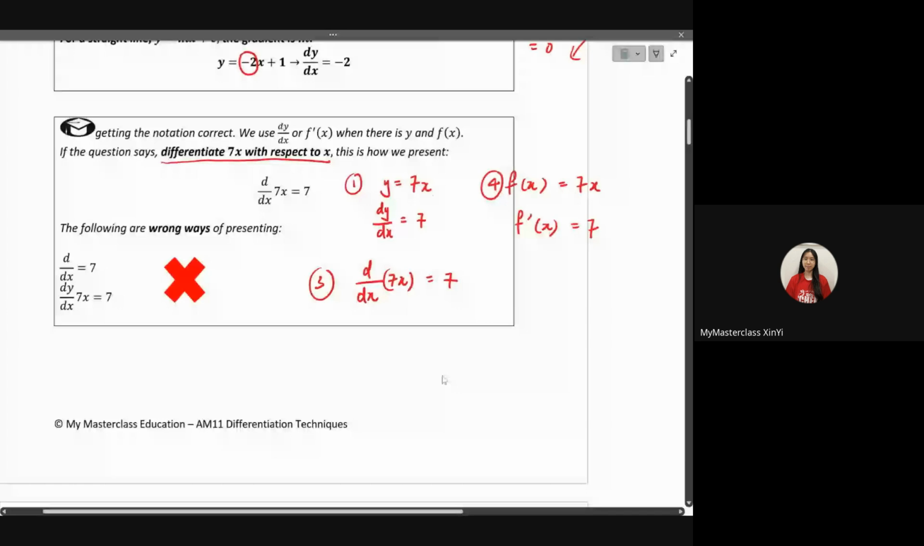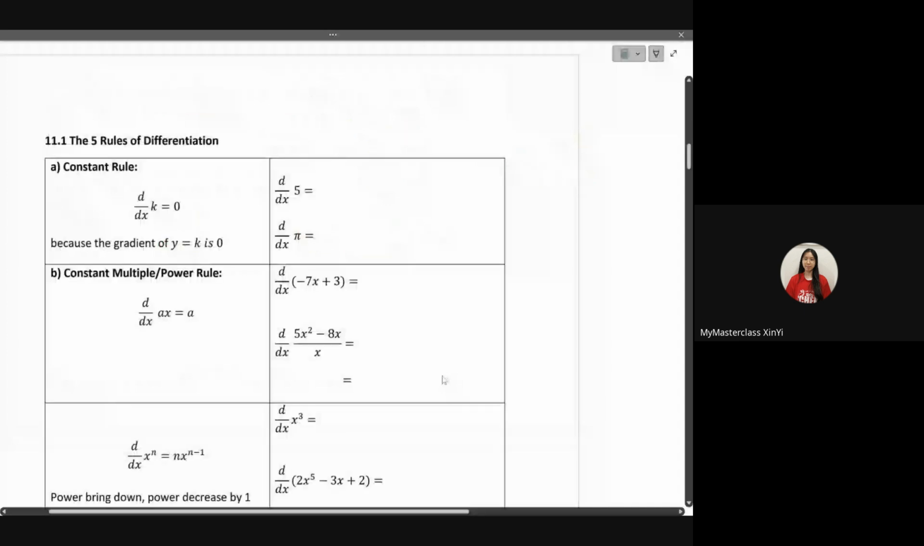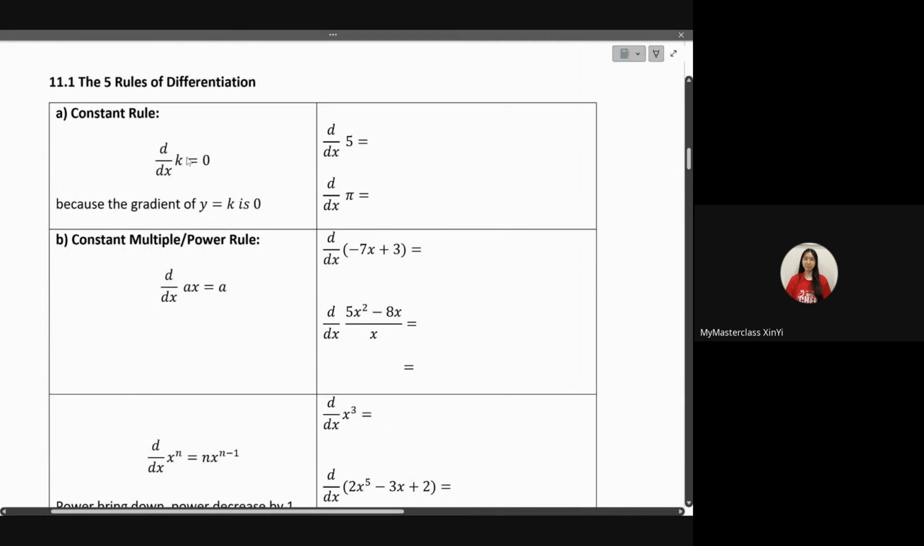Now we go to the rules themselves. How do I actually differentiate different types? Differentiate constant number, differentiate linear terms, differentiate power terms, and so on. The first rule is what we call the constant rule. When you differentiate a constant number, you will always get 0. No matter what the constant number is. So let's say if I want to differentiate 5 with respect to x, I will just get 0.